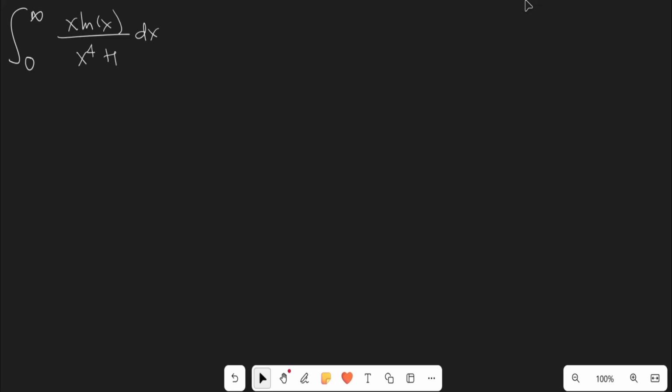So in this tutorial, we'll be looking at the integral from 0 to infinity of x natural log of x divided by x to the fourth plus 1 dx.